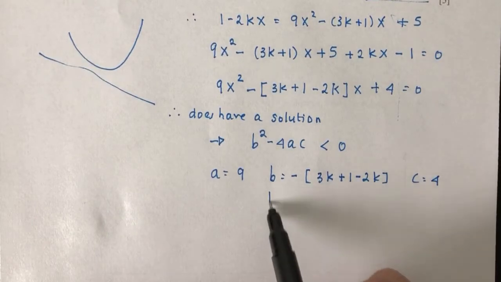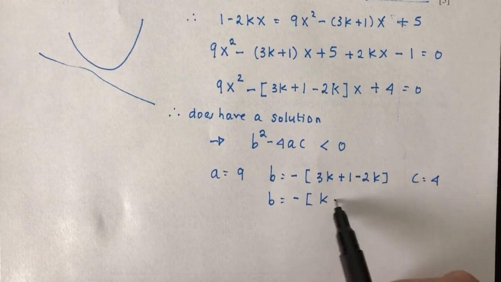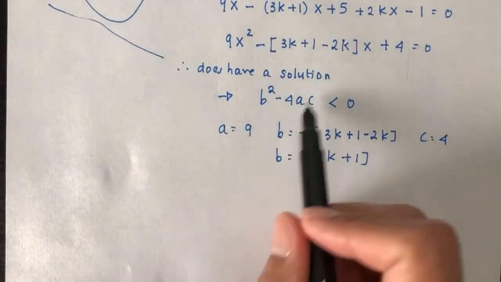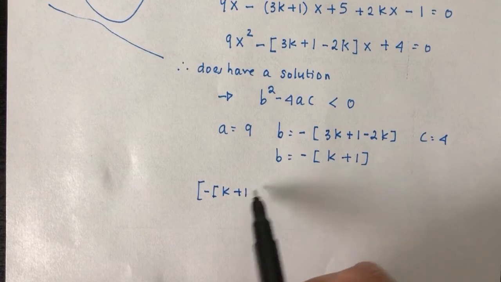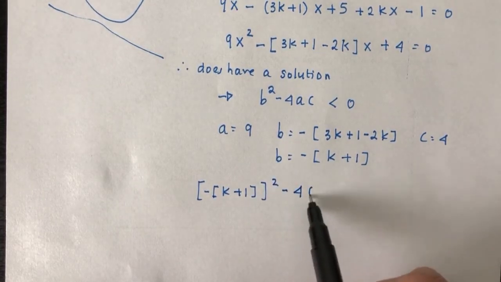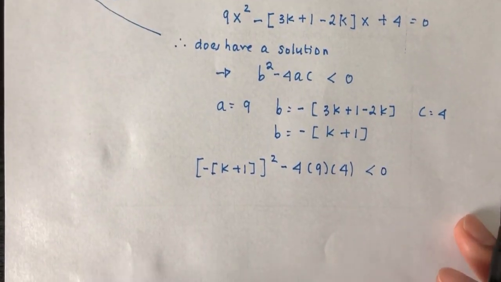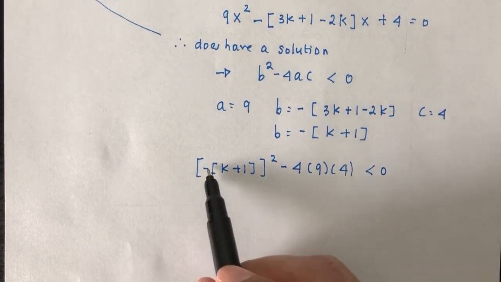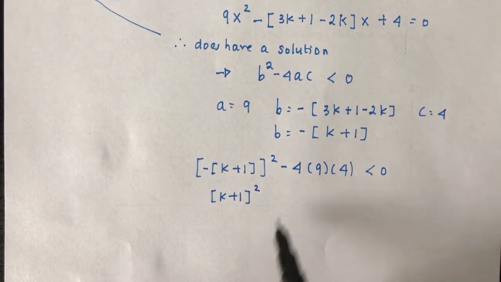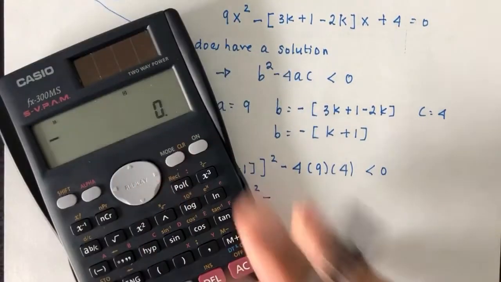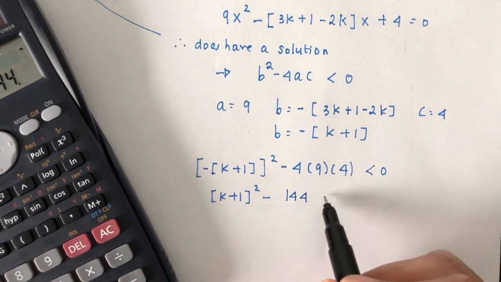Let's simplify this. So what is b? B is actually minus, and this will be a k plus 1. So we have to use this. So b squared is minus k plus 1 square minus 4 times a times c is less than 0. So let's simplify this. What do we have here? We have minus square becomes 1. So we have k plus 1 square minus, so what is this value? 4 times 9 times 4, that is 144, less than 0.